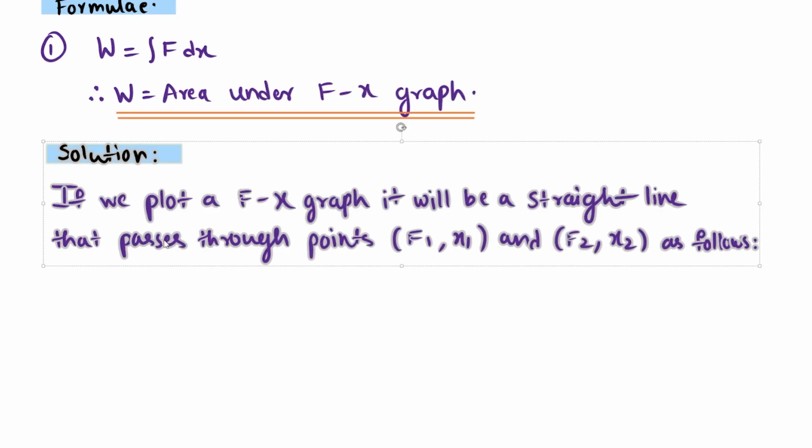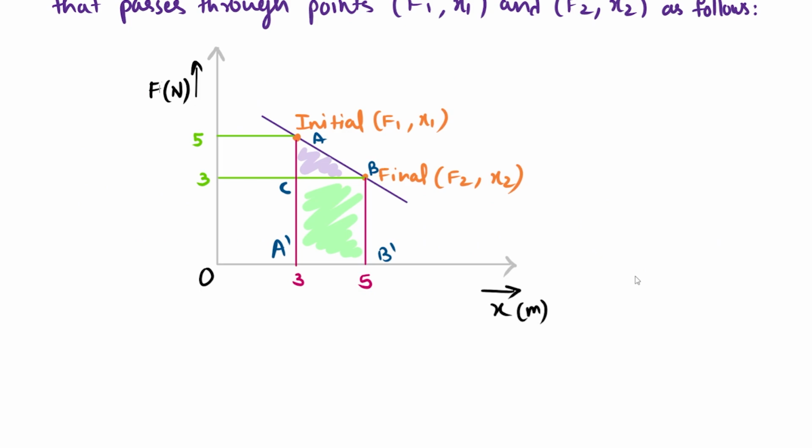As per the solution, if we plot a graph between F and x, basically a graph that represents the relation between force and displacement, we know that it will be a straight line. And this line will pass through 2 points. Our first coordinate would be F1, x1, and our second coordinate will be F2, x2, which is given to us. So let us quickly plot the graph. On the graph, we are representing force in newtons on the vertical axis, and x, that is displacement in meters, along the horizontal axis.